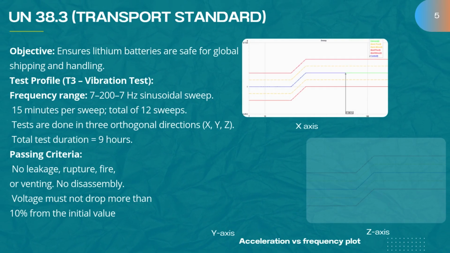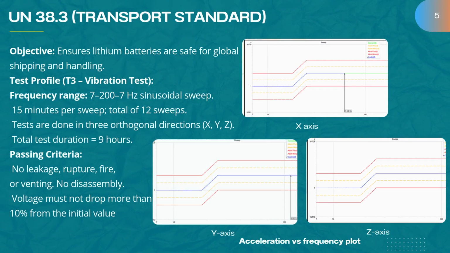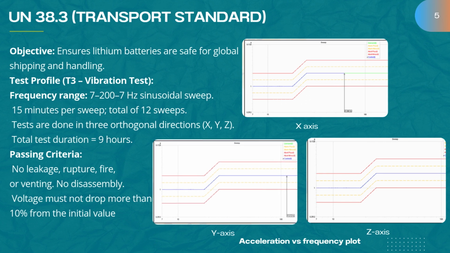UN 38.3. This test is quite similar to AIS 156. Both use a sinusoidal sweep from 7 to 200 hertz. But here, the key difference is UN 38.3 tests in all three directions, X, Y, and Z, not just one. That's because it's meant for global transport safety of lithium batteries.